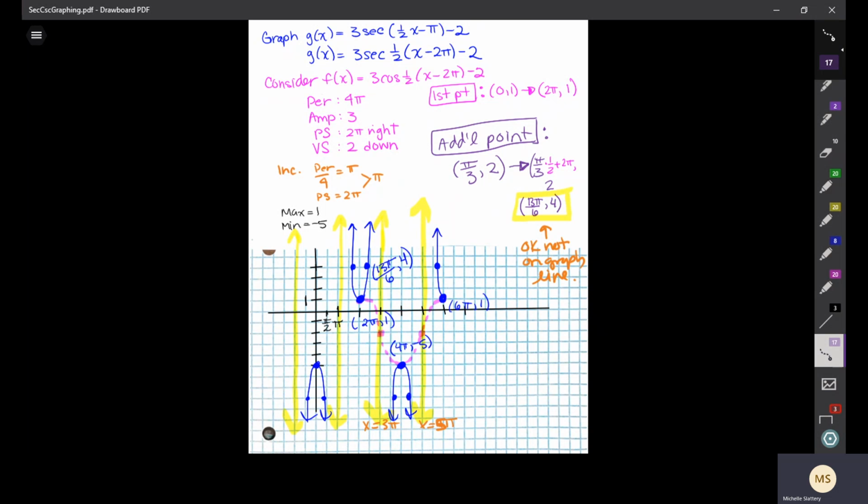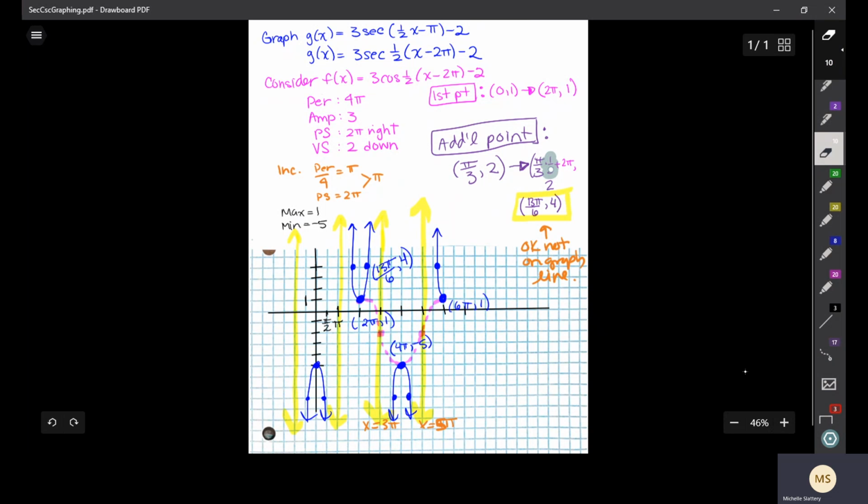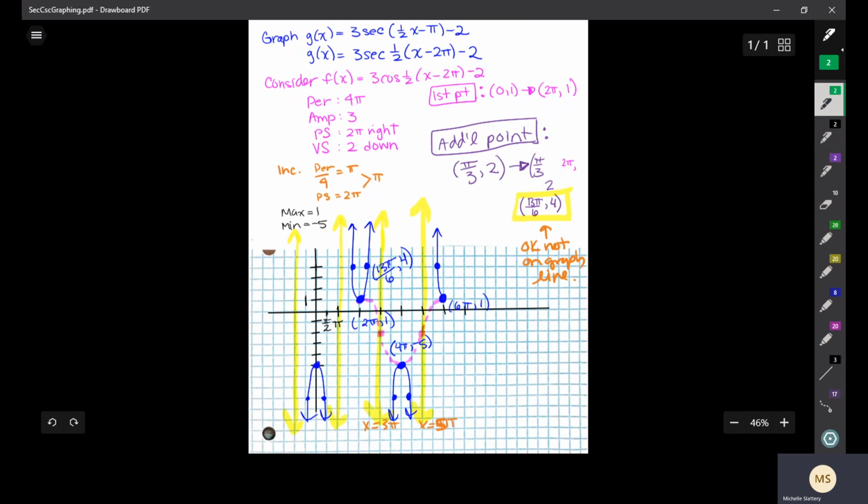So we can see here that our b value is 1/2. So I should not be multiplying the x by 1/2, but I should be multiplying that by the reciprocal. So I'm going to go ahead and get rid of that 1/2 in there, and instead, I'm going to multiply that by 2. And then I'm going to add 2 pi.